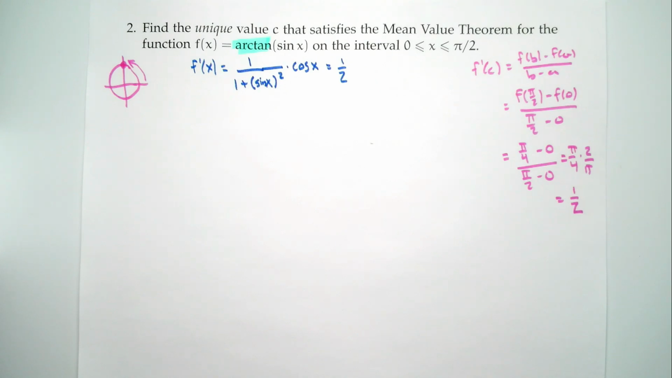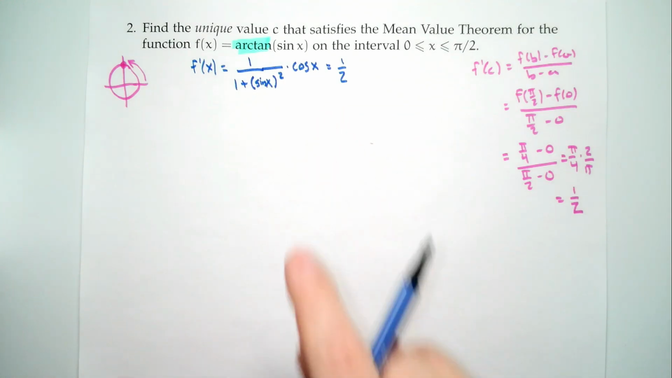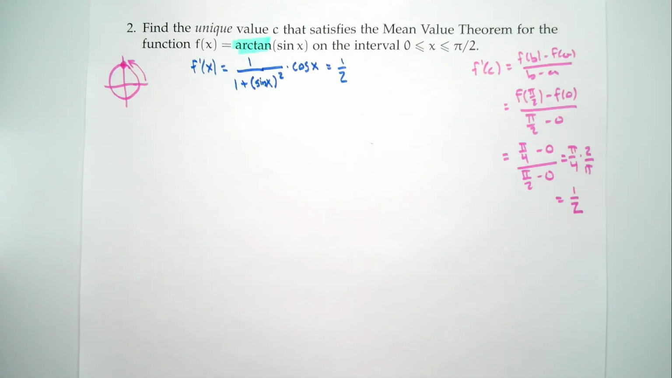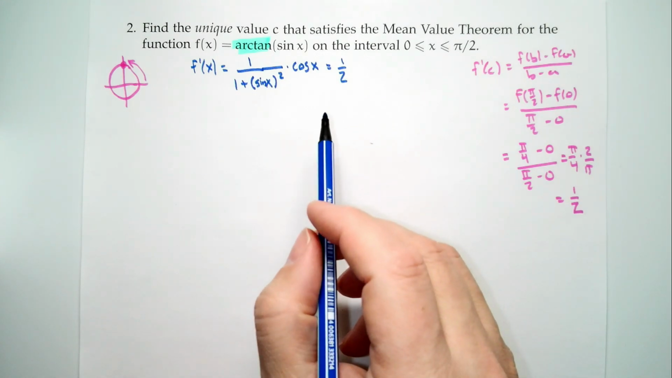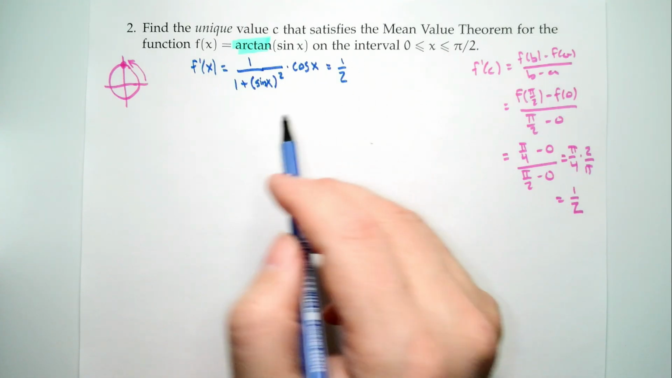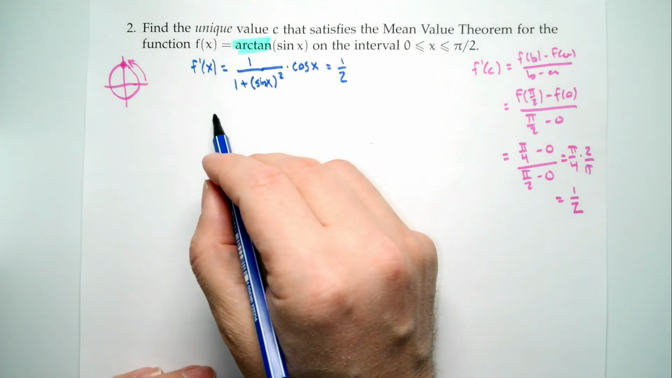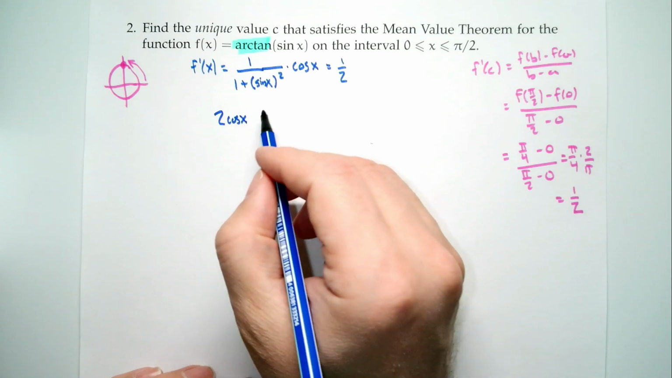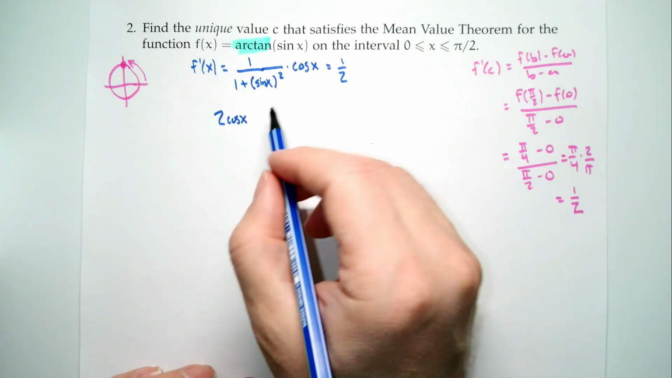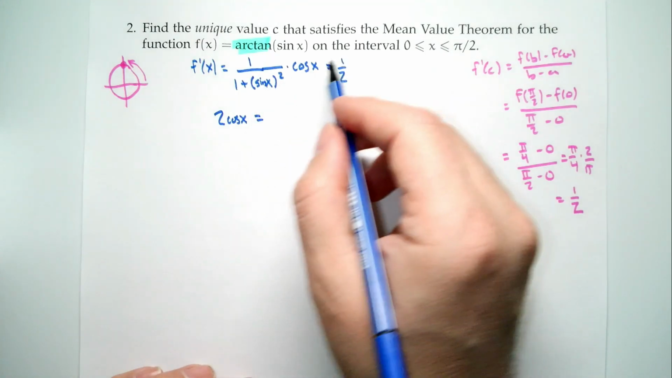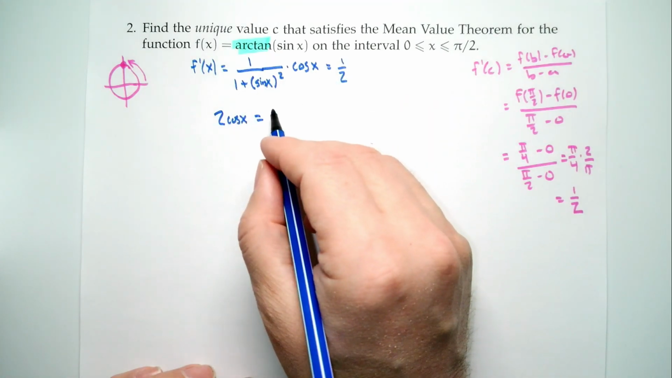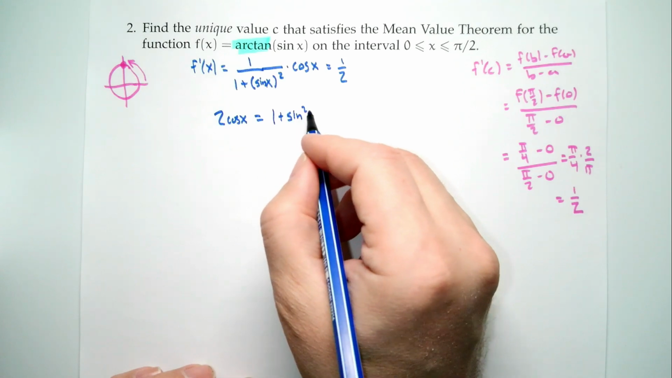Well, there's fractions here. Fractions, they're challenging. I've always been challenged by fractions, and so one of my goals is, when I see a fraction, to get rid of it. How can we get rid of it? Well, we can cross multiply. So if you cross multiply, you'll get 2 cosine of x, right? The 2 times the cosine equals 1 times this denominator, so 1 plus sine squared of x.